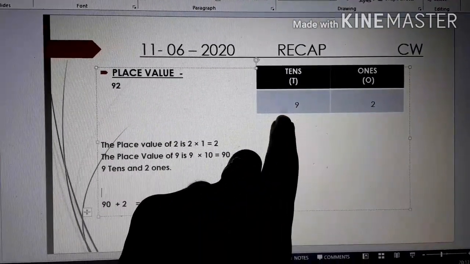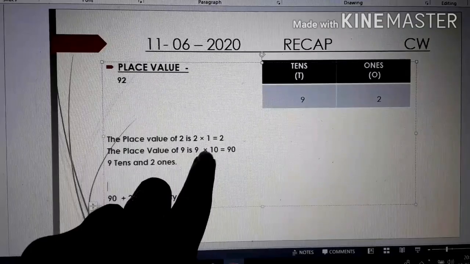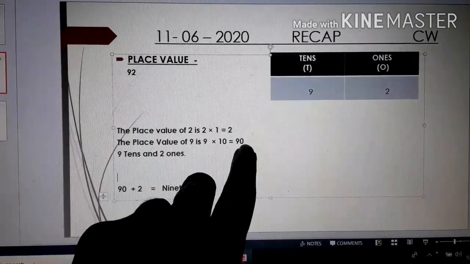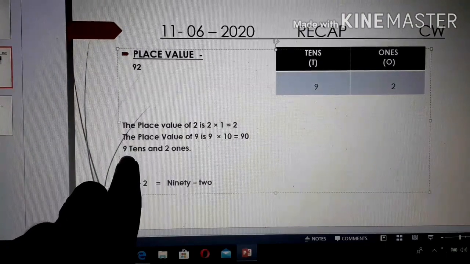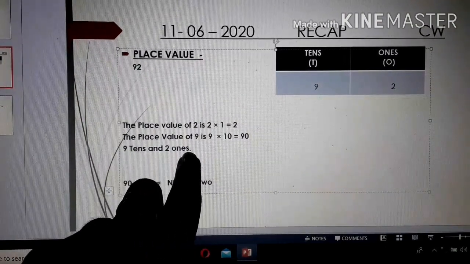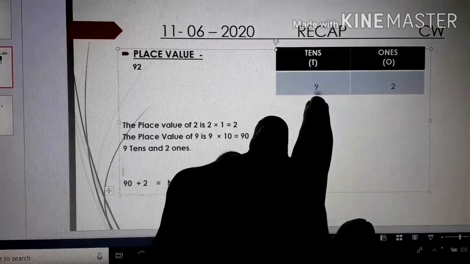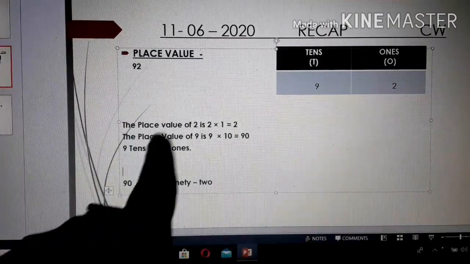And the place value of 9 is 90. How, children? 9 is in tens place and we multiply 9 with 10. That gives you 90. So how can we write it in words? 9 tens and 2 ones.